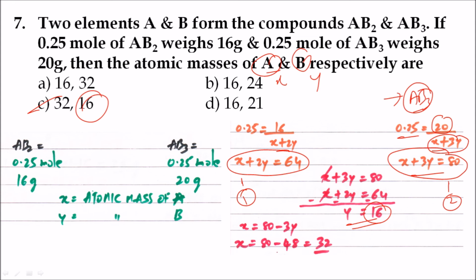Even for confirmation you can find it by using any of the equations. So x is equal to 80 minus 3y, then 80 minus 48, it will be 32. So the right answer for this question is option C. x, or the atomic mass of A, is 32 and the atomic mass of B is 16. Right, so that's the 7th question.